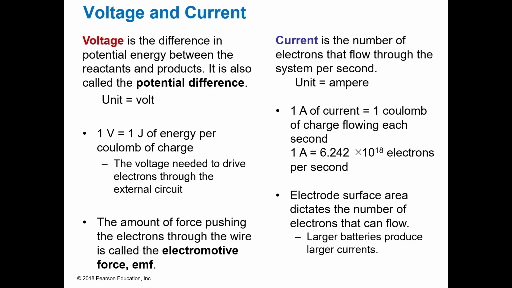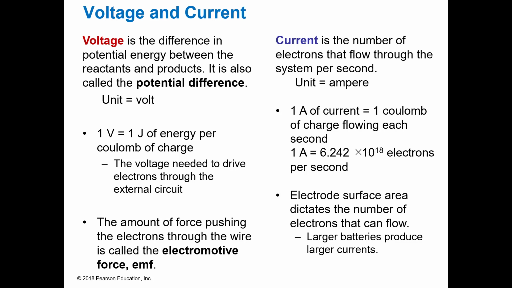The current is the number of electrons that flow per second, so coulombs per second. And 1 amp is equal to 1 coulomb of charge per second. And 1 amp is equal to 6.242 times 10 to the 18th electrons per second. I'm not asking you to memorize that, but just keep in mind that 1 amp, because we use amp a lot when we talk about electricity, is a current. It is the flow of electrons per second.